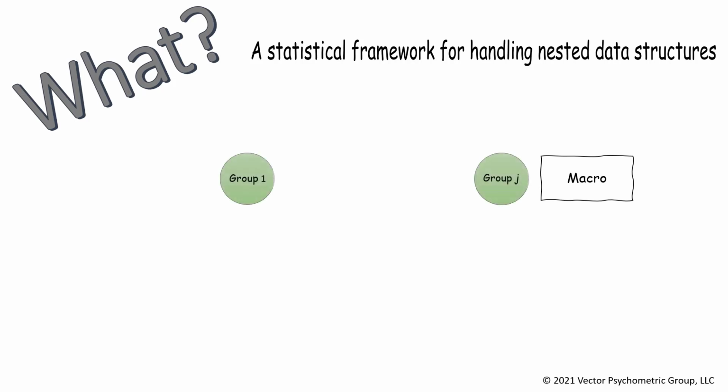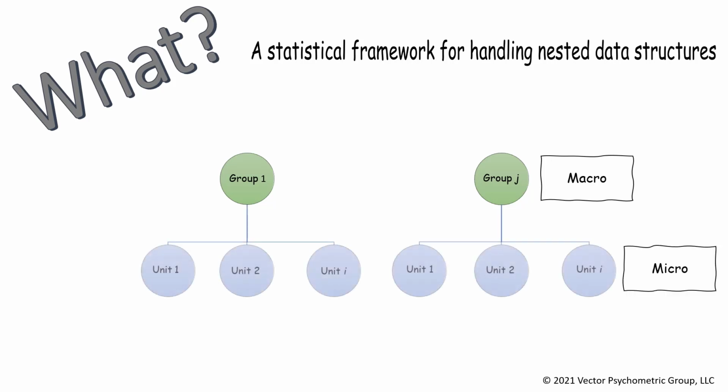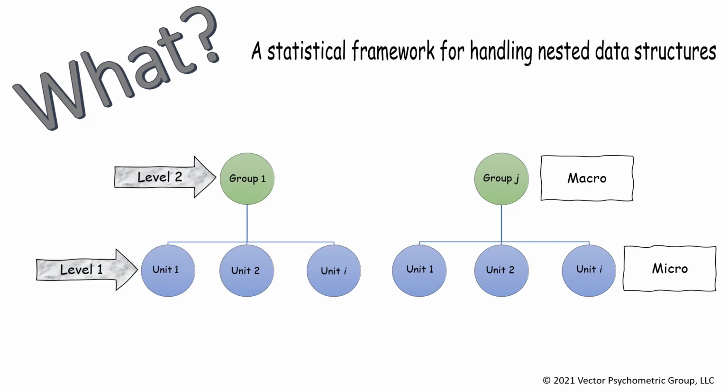Broadly, we can think about HLM as a framework for handling nested data structures. For example, consider we have a population from which we sample some higher level macro groups. These could be things like schools, hospitals, or companies. Then, within each of these macro groups, we assess micro units such as students, patients, or workers. In HLM or multi-level lingo, you will frequently hear people say that the level 1 micro units are nested within the level 2 macro units.